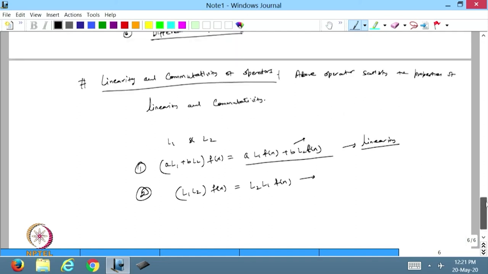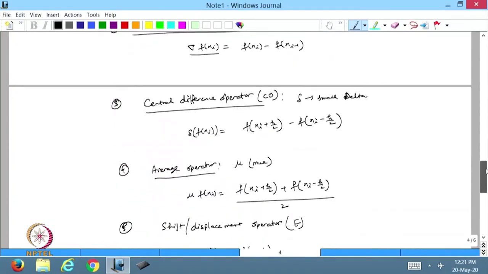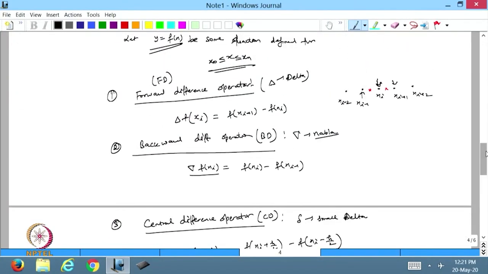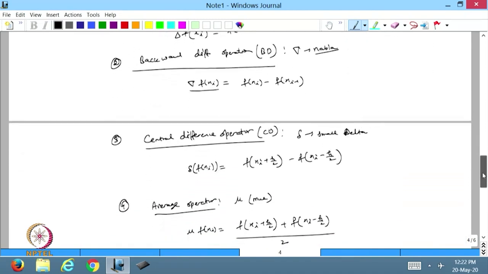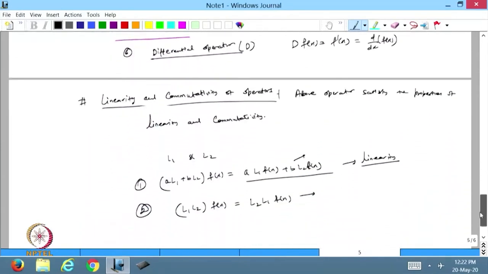So, all the operators I have defined also satisfy all these properties. Suppose I apply the forward operator and the backward operator, it does not matter whether I apply forward first and then backward, or backward first and then forward. So this operator is a linear operator.